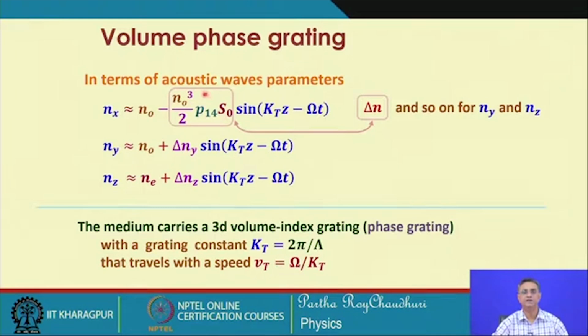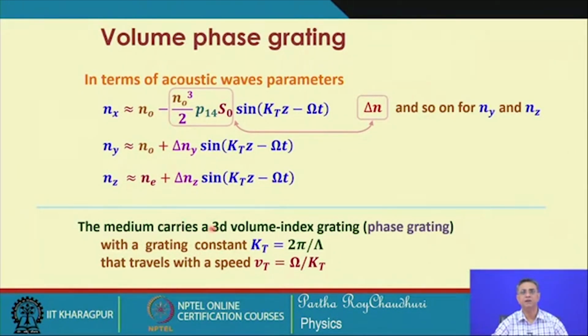So, as a result, we can see very clearly that along all three mutually perpendicular directions x, y and z in the new principal axis system, there has been a modulation of the refractive indices, which is in consistence with the acoustic wave, this travelling acoustic wave.